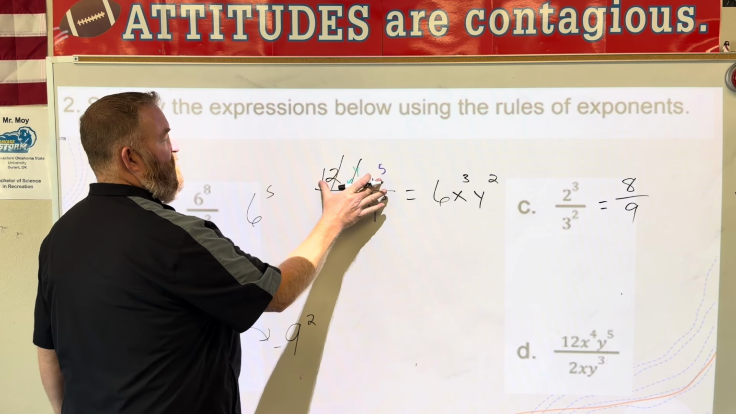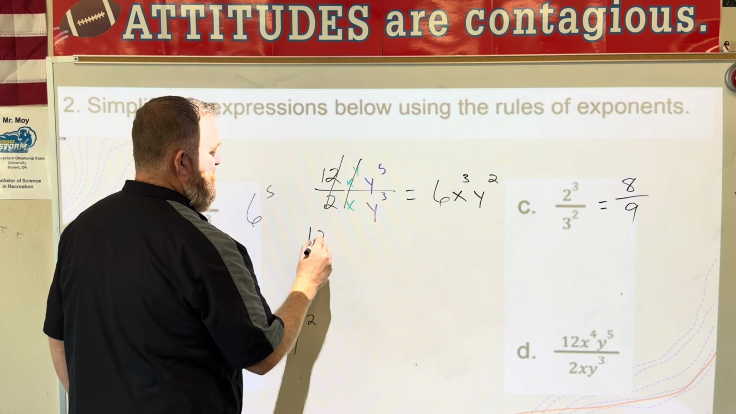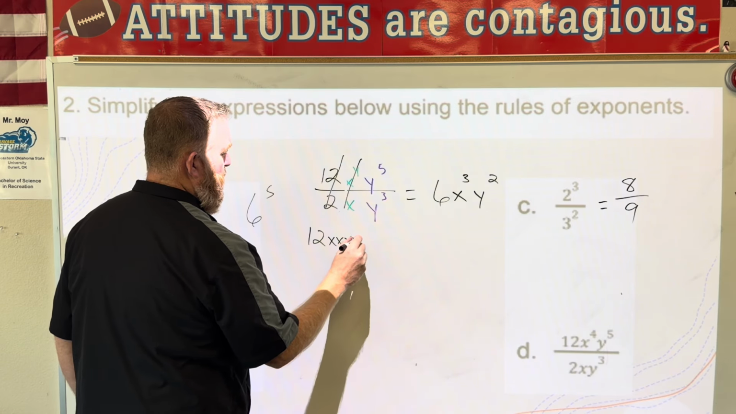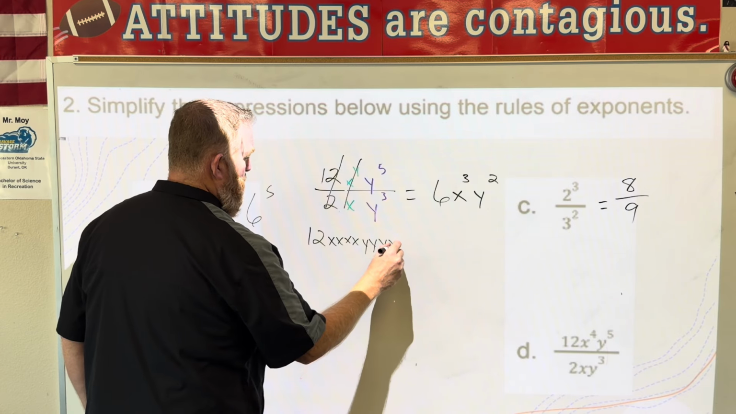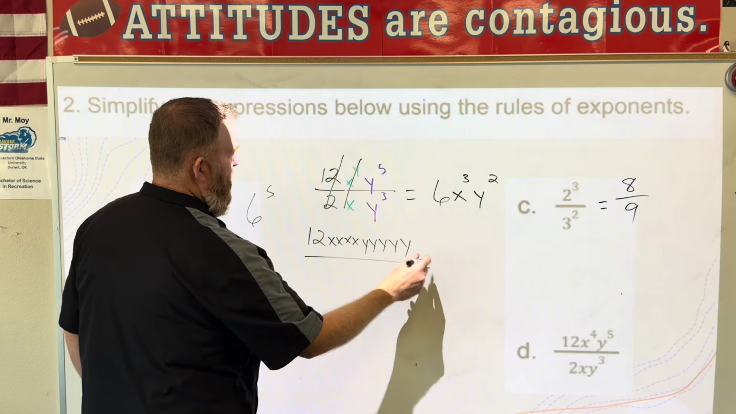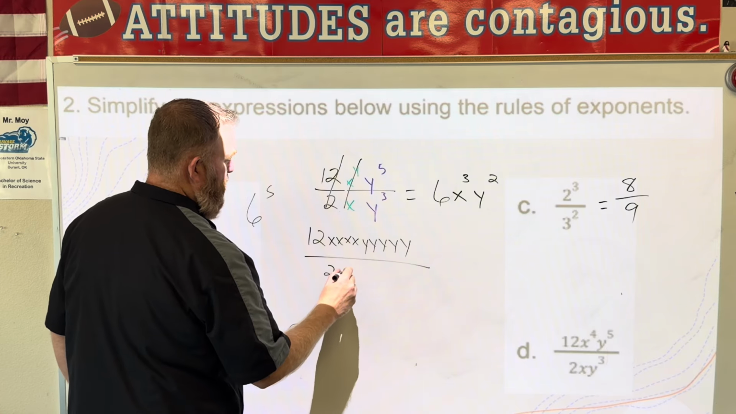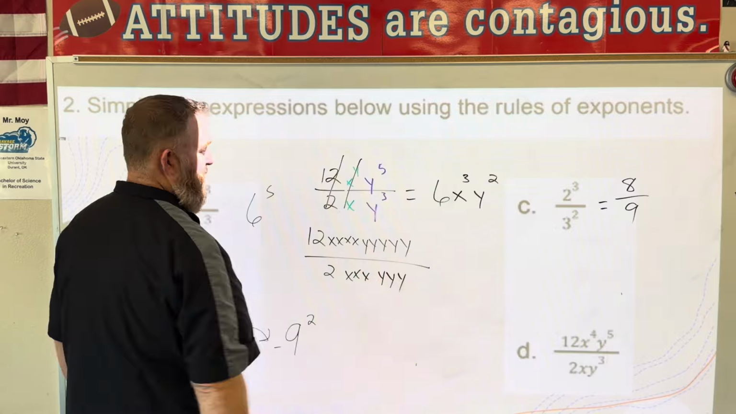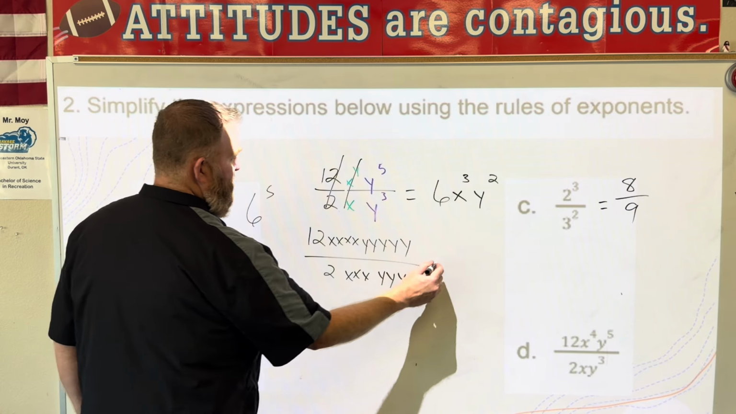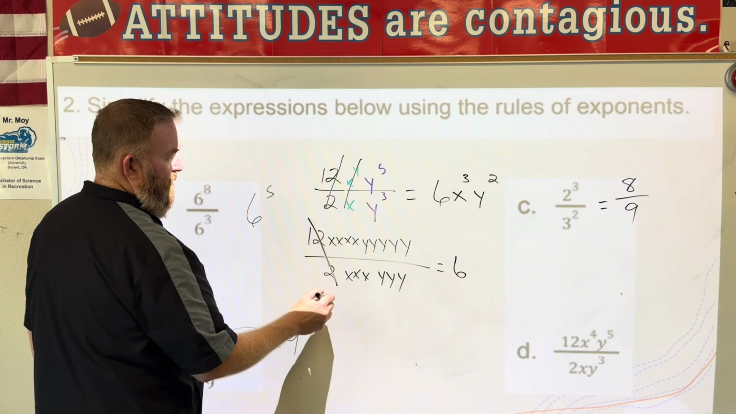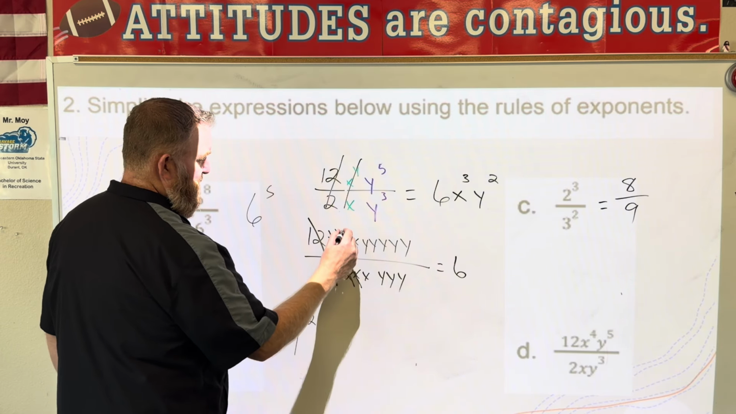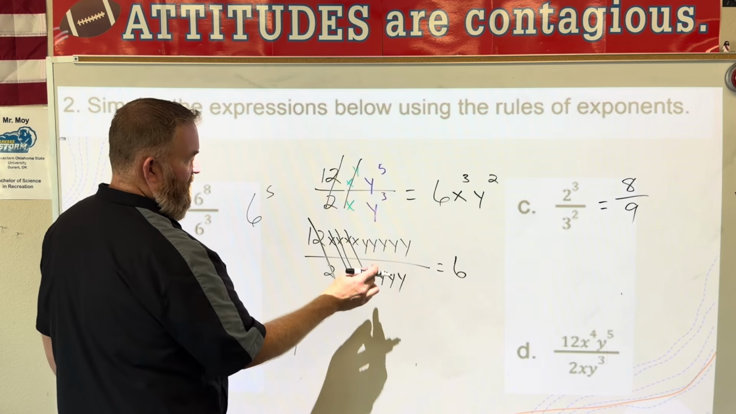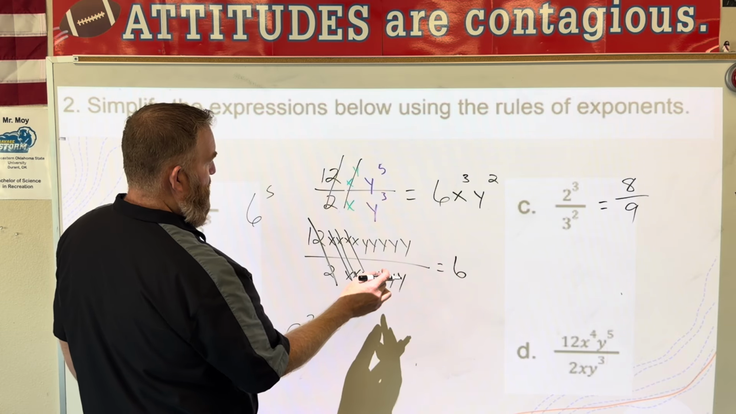If I expanded 12x to the fourth, y to the fifth, wouldn't it look like this? 12x to the fourth, y to the fifth. Would you agree? And then 2x, y to the third. Yes? Now watch what happens. We do 12 divided by 2, we still get 6. Agreed? I cancel out x, x, and x. How many x's do I have left?